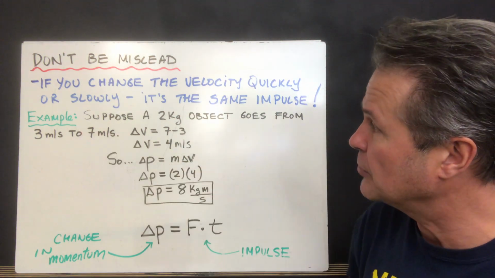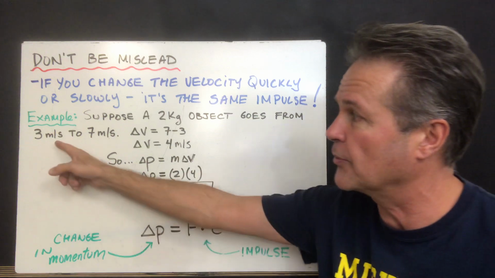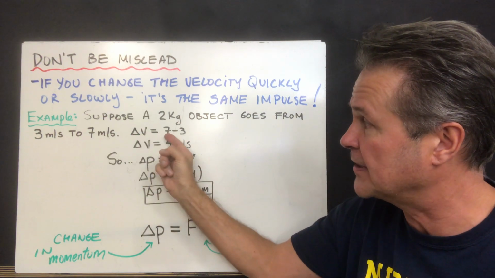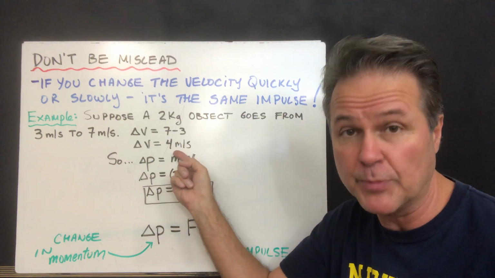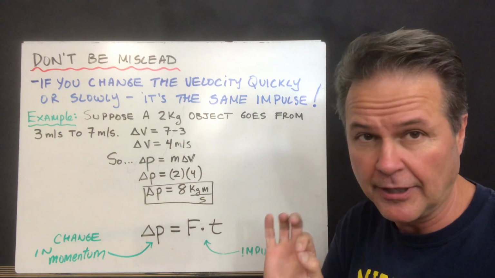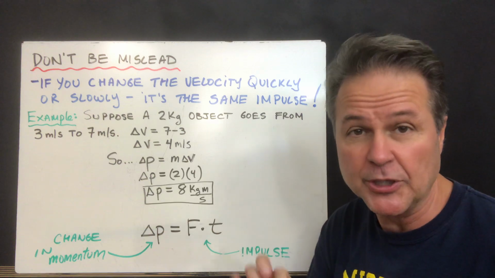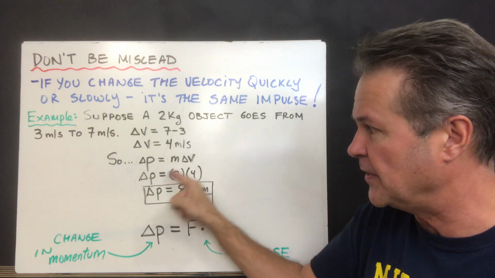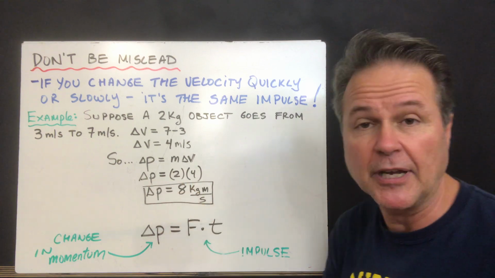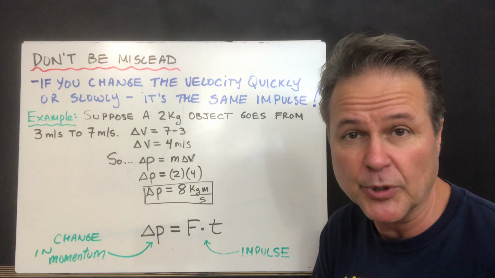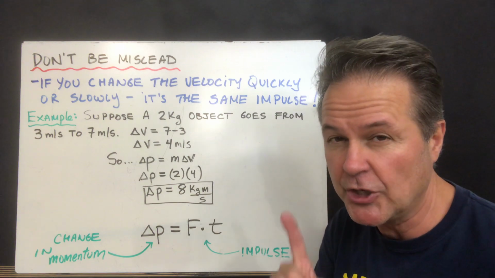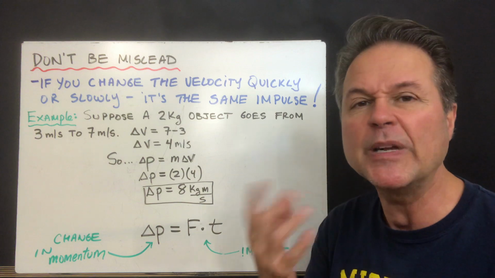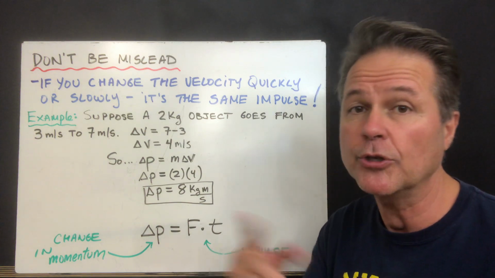So example, suppose a 2 kilogram object goes from 3 to 7 meters per second. So that means that delta V is 7 minus 3 or 4 meters per second. So that's our delta V. How do we accomplish that delta V? That's the question. So delta P is m delta V, or the change in momentum works out to be 8 kilogram meters per second. So keep that in mind. The change in momentum in this case is 8 kilogram meters per second. How do we accomplish that? Quickly or slowly?